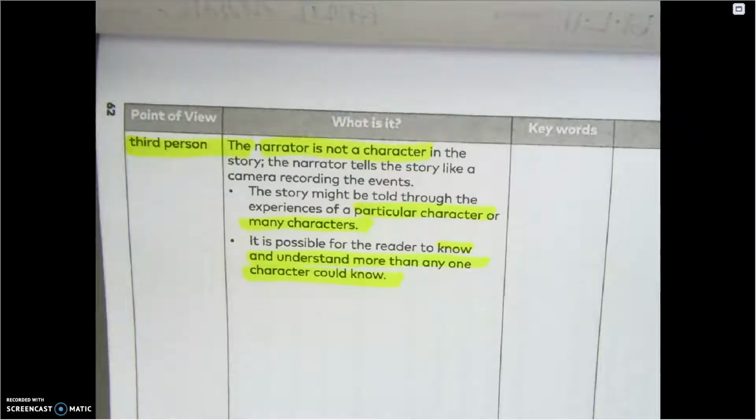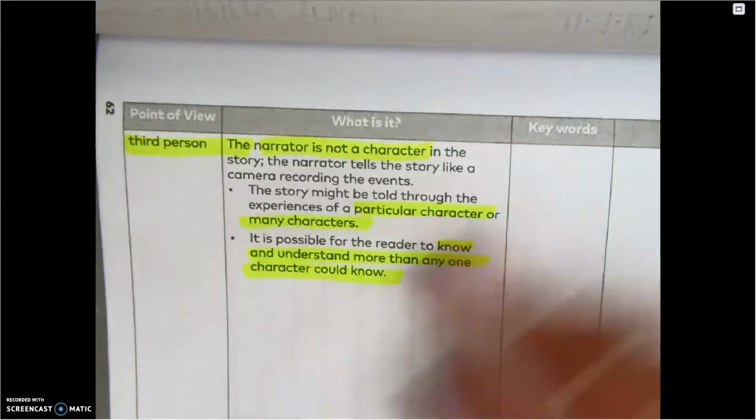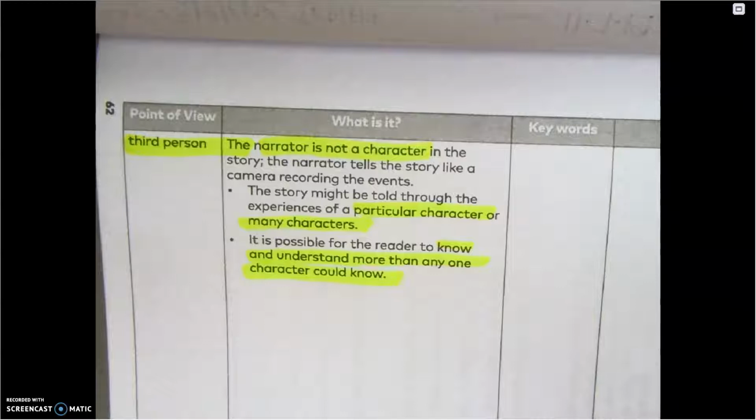So, when we read Esperanza, did we know how Esperanza felt? Yes. Did we know how Mama felt? Remember, she was worried. She was sick. Did we know how Hortensia felt? Yeah, we did. She was also worried, remember? So we got to see more than one character. When we did first person, we knew exactly how that one person felt.